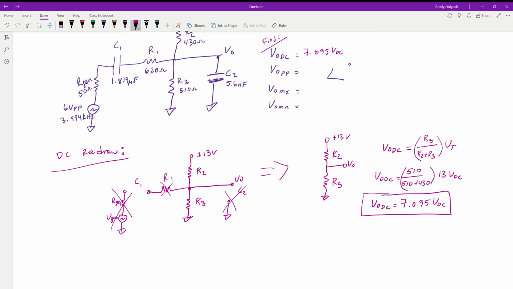So now the next portion that we need to do is solve for our AC part. We need to find out how much voltage is being dropped from our signal, which is 6 volts peak to peak. How much of that is coming across the output?